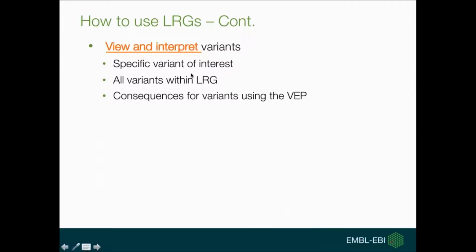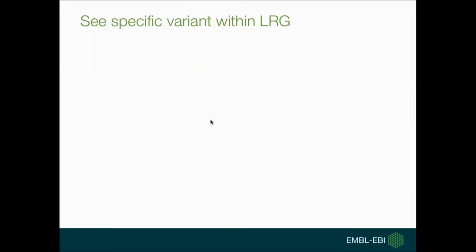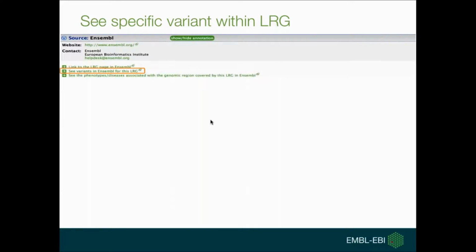You can also use the LRG record to view and interpret all the variants that sit within your LRG of interest. You can see the specific variant that you're interested in, or you can look for all the variants that fall within the LRG region. And if you're interested, you can also look at the consequences for each variant using the variant effect predictor, which I mentioned earlier. If you're interested in seeing a specific variant within your LRG, this can be done by going to the Ensembl section within the updatable section of your record.